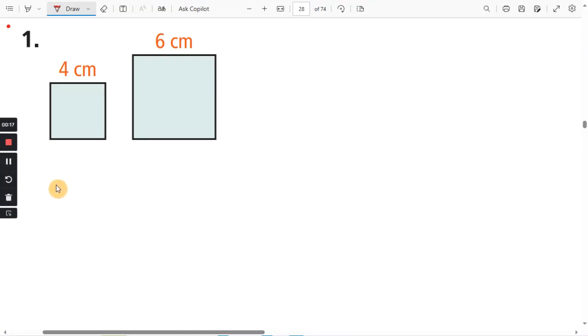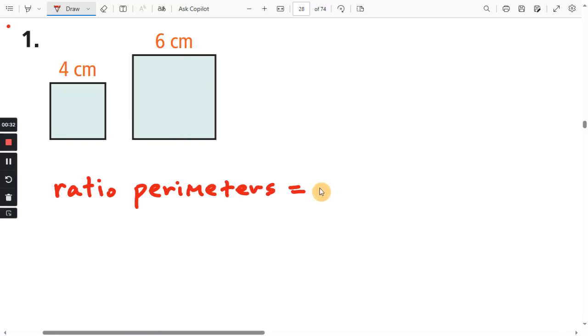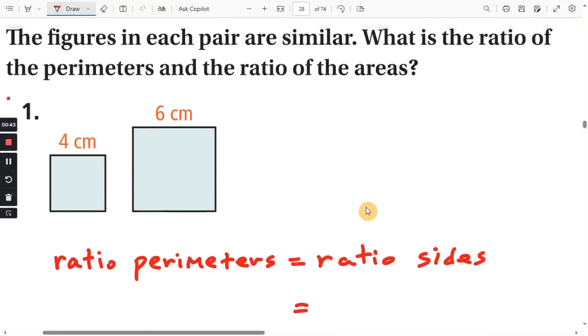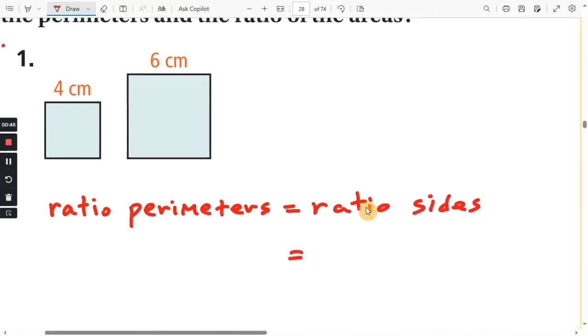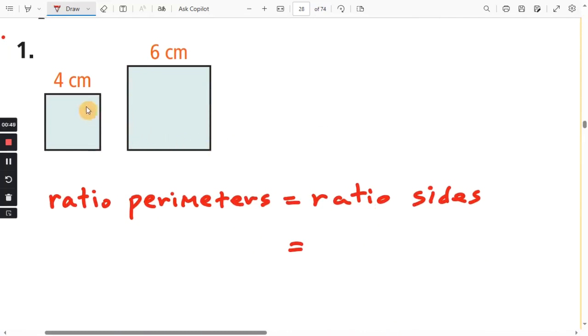All right, so we already learned the ratio of the perimeters equals the ratio of the sides. They didn't say larger to smaller, so it doesn't really matter which way we go. So I will just do the ratio of the sides. You could do 4 divided by 6, or you could do 6 divided by 4. It doesn't matter.